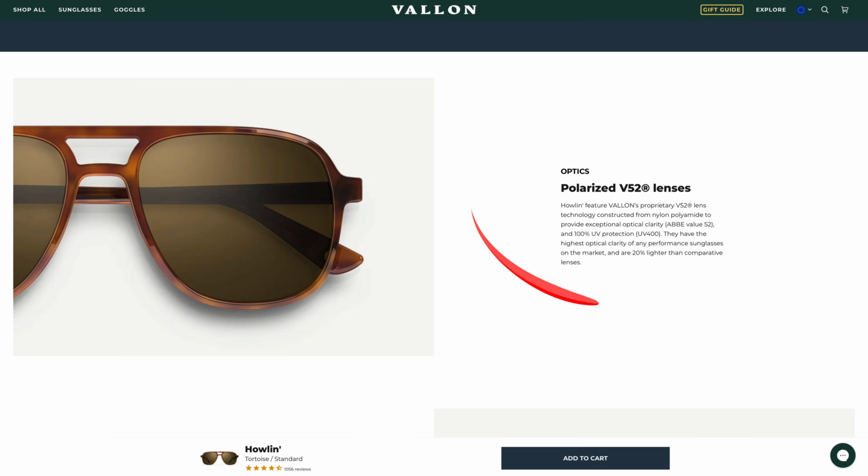Vallon is using nylon polyamide for many of its sunglasses, reaching an Abbe number of 52, which actually makes them market leader when it comes to sports lenses. Pushing this number even higher would have diminishing returns, and you probably wouldn't notice much difference anyways.